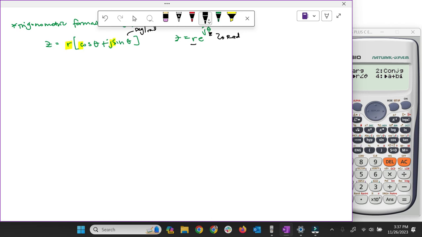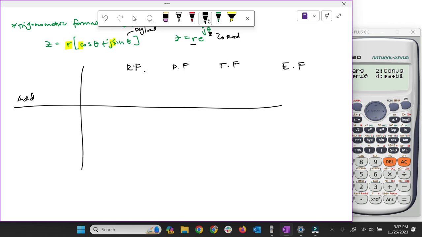So, lilista ko dito lahat, ha? This is rectangular form. This is the polar form. This is the trigonometric form. And we have the exponential form. Then, lagay ko dito, addition. Wait lang.